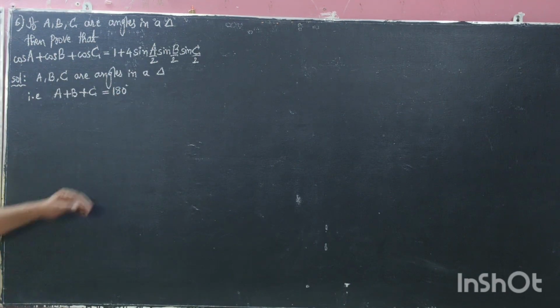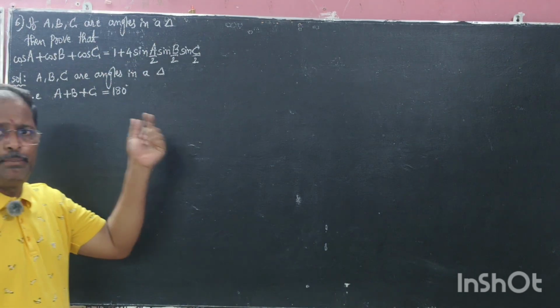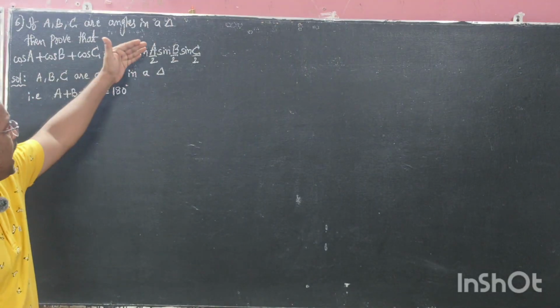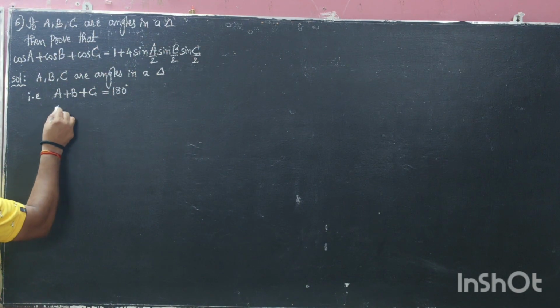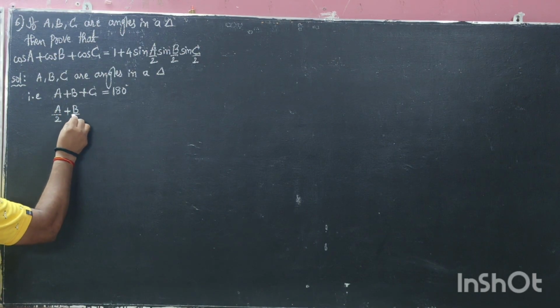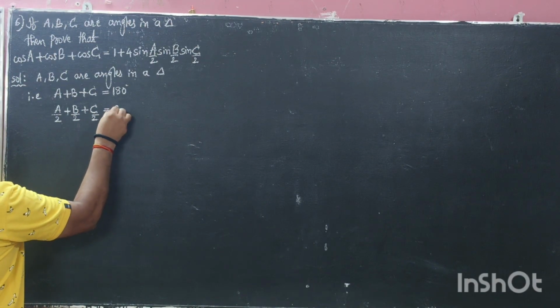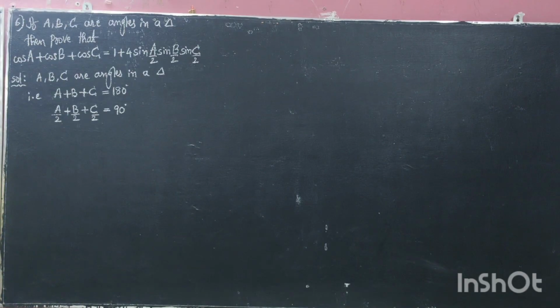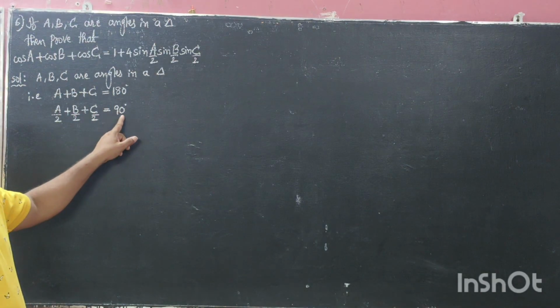So observe in this, we have to prove that the answer is in A by 2 terms, B by 2 terms, C by 2 terms, meaning angle by 2. So we need A by 2, B by 2, C by 2, meaning divide with 2: A plus B plus C by 2, meaning A by 2 plus B by 2 plus C by 2 equals, on the right side, 180 by 2, meaning 90 degrees.